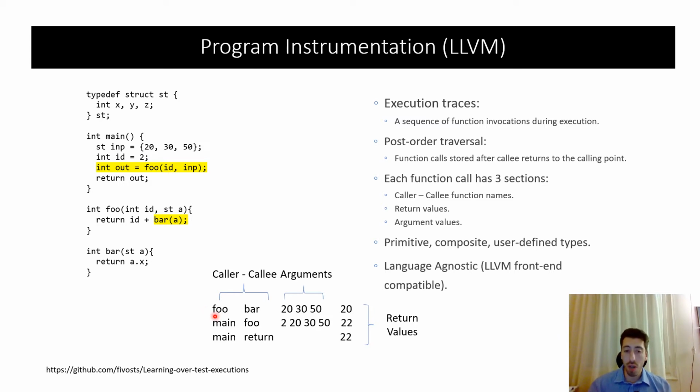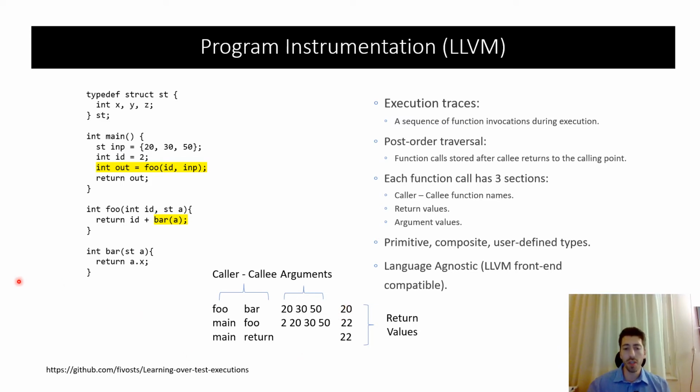In this function call, the argument is the struct, and the structs, classes, and all the other composite types are represented as a flattened sequence of all the numerical values that constitute that data type. So in this case, the struct is represented as its fields, which are 20, 30, and 50. And the return value is A of X, which is 20.